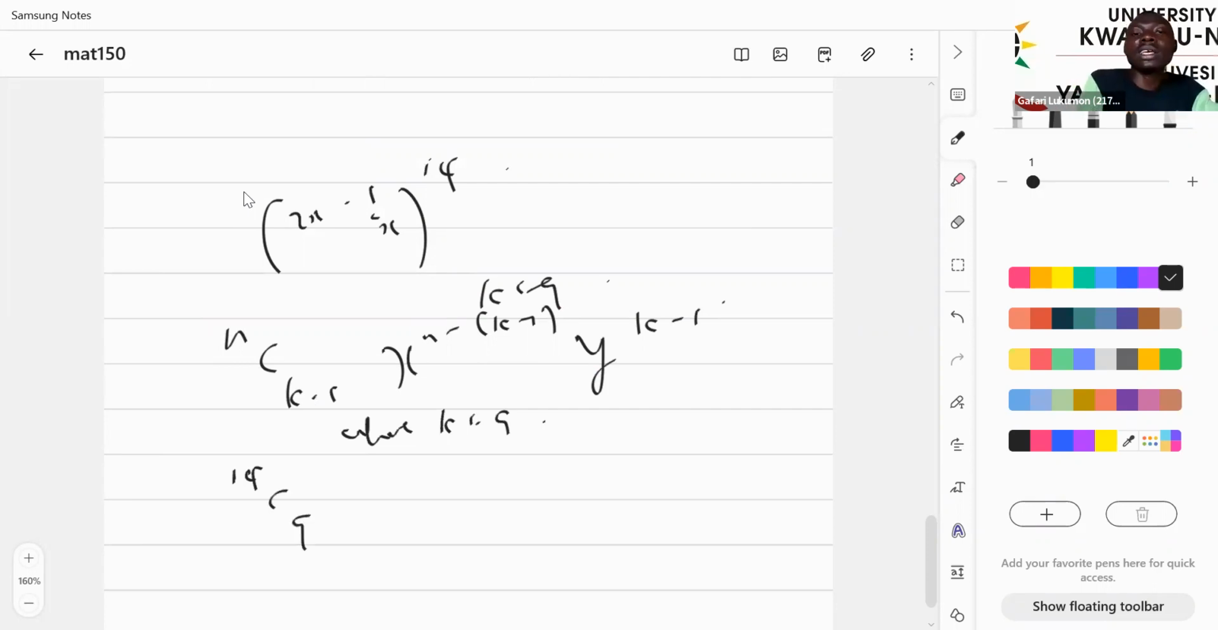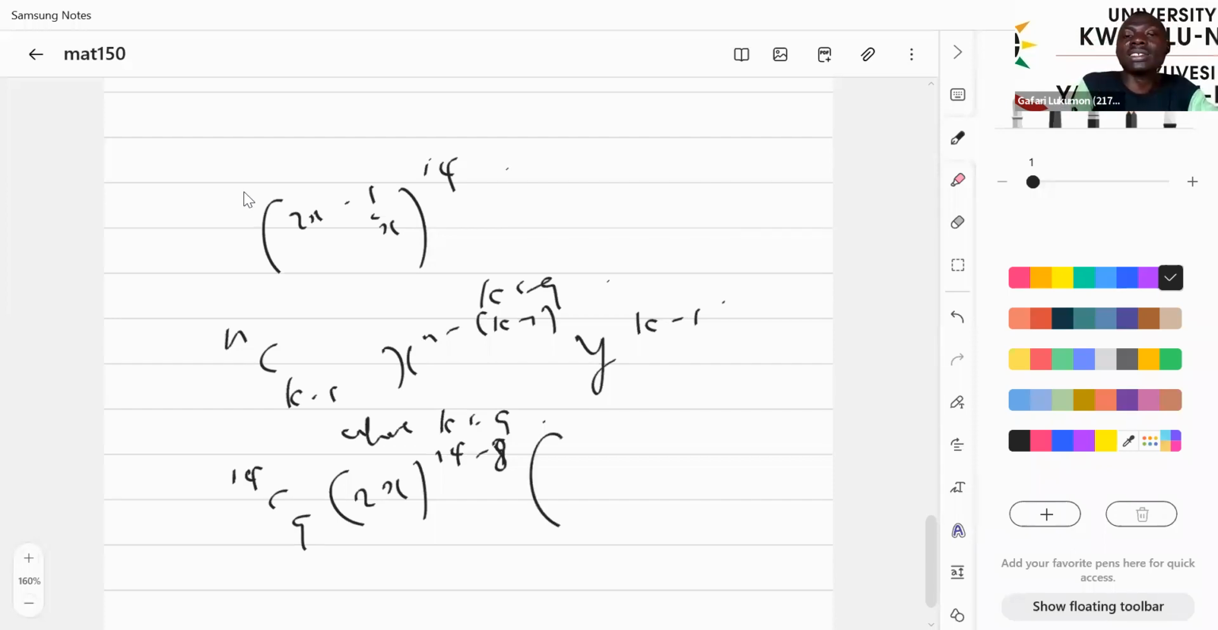14 combination 9. Your s will be what? 2x. That's your s. So n, that is 14 minus 9. In fact, that was 14 minus 8, because k minus 1, that is 8. So that will give you 6. In fact, that was how we knew it will give us that.